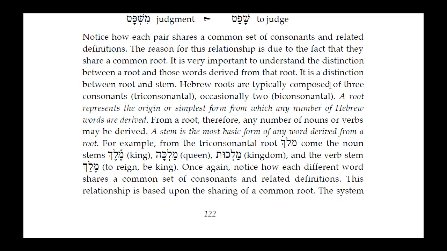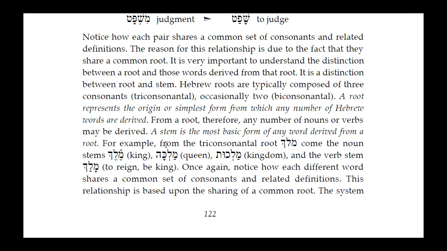It is a distinction between root and stem. Now, Hebrew roots are typically composed of 3 consonants, which we call triconsonantal, or occasionally with two consonants, biconsonantal. A root represents the origin or simplest form from which a number of Hebrew words are derived. From a root, therefore, any number of nouns or verbs may be derived. A stem is the most basic form of any word derived from a root.